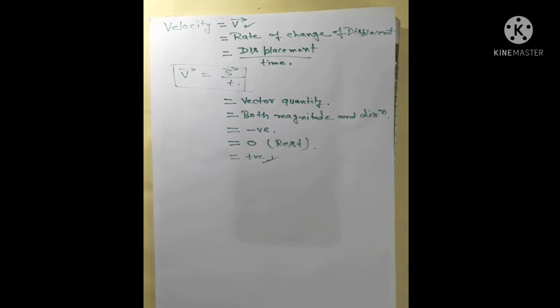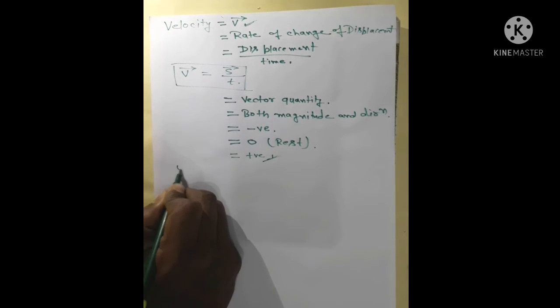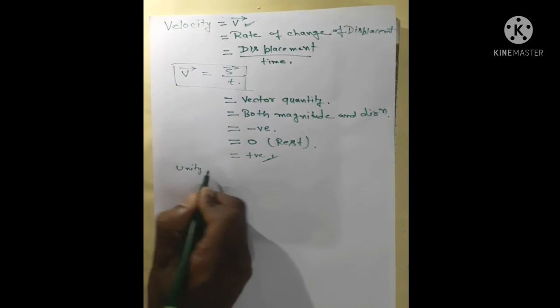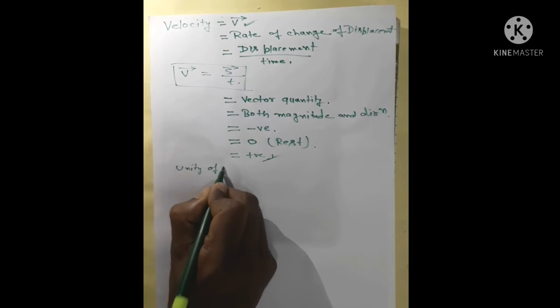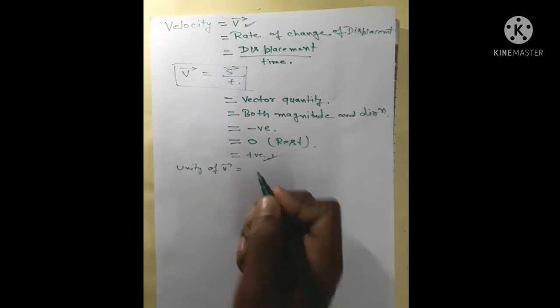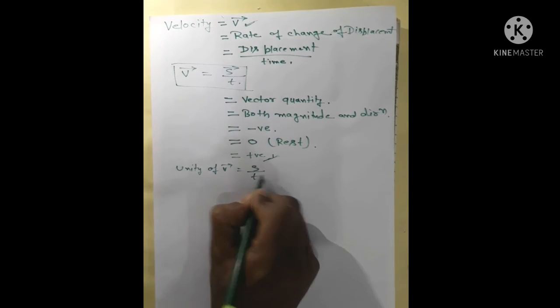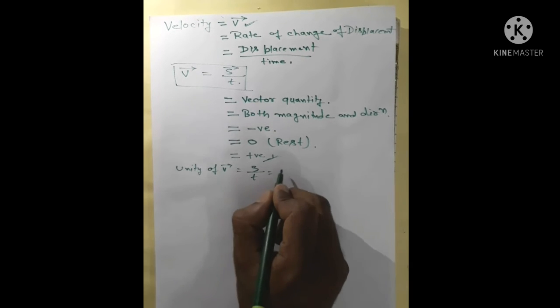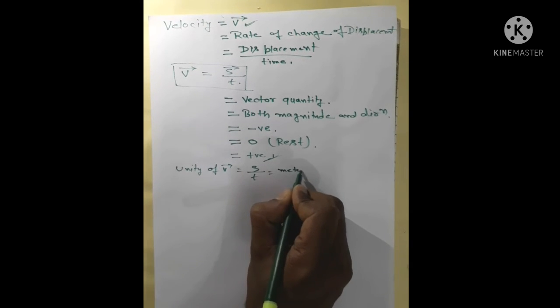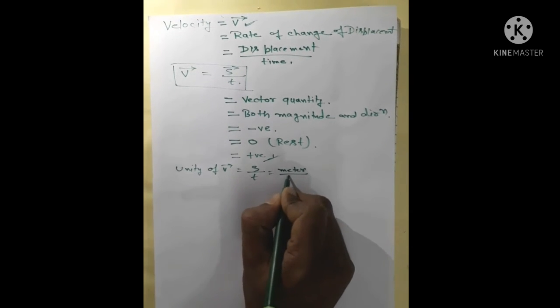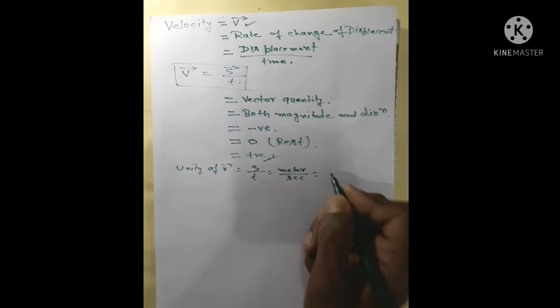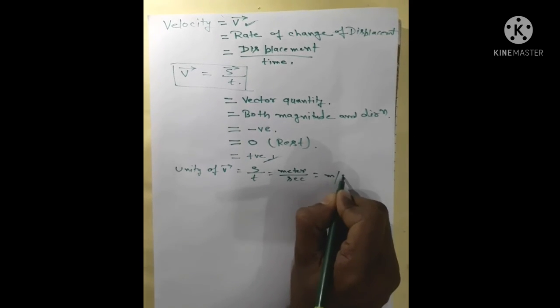Now unit of velocity. Velocity is displacement by time. Displacement का यूनिट होता है मीटर and time का यूनिट होता है सेकेंड. So its unit is meter per second.